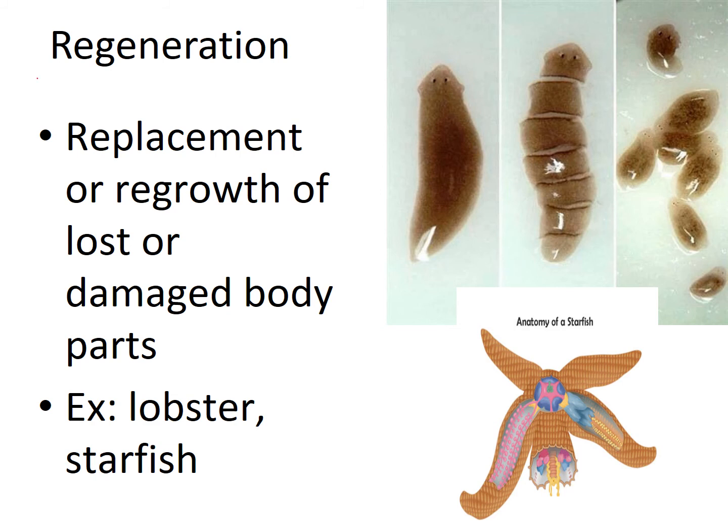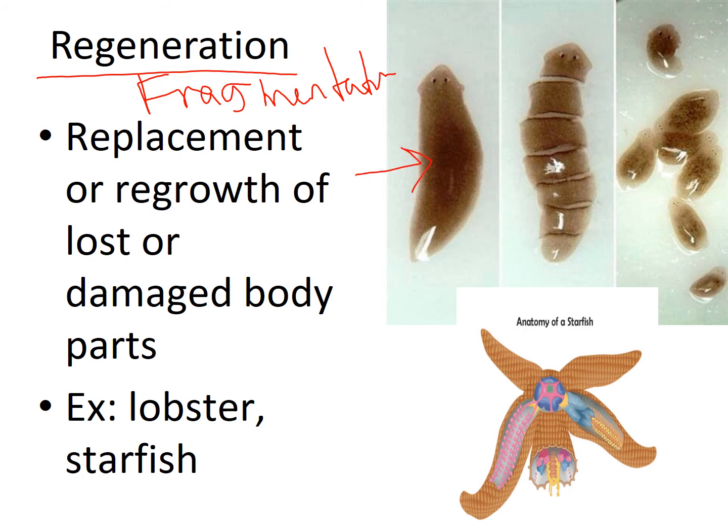All right, then regeneration. There's also one very similar called fragmentation. Okay, so this is fragmentation. This is a planaria. This is basically when you cut this little flatworm up into multiple pieces, you make multiple worms. You didn't kill it, you made multiple worms.